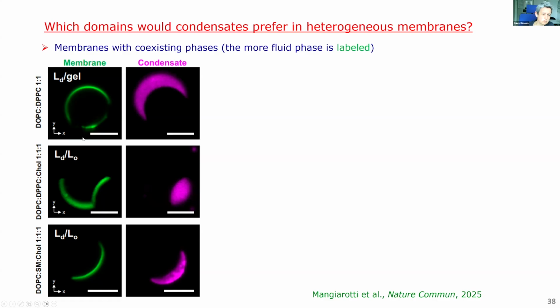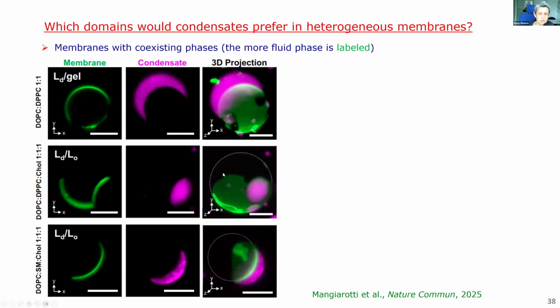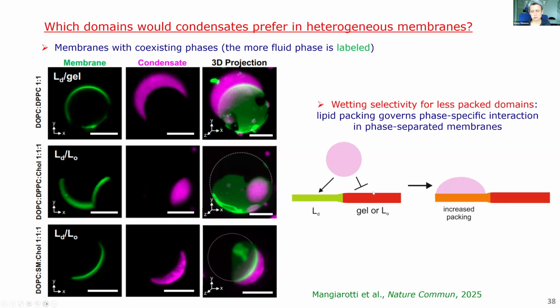If you have a phase-separated vesicle exhibiting, for example, liquid disordered and gel phase coexistence, the gel phase you don't see here, the domains, or liquid disordered, liquid ordered, again, the liquid disordered phase is labeled, you're going to see that the condensate consistently prefers the less packed membrane when it wants to stick. So if you present it with a choice, whether it should go to the gel or the liquid disordered phase, it would always go to the less packed membrane.